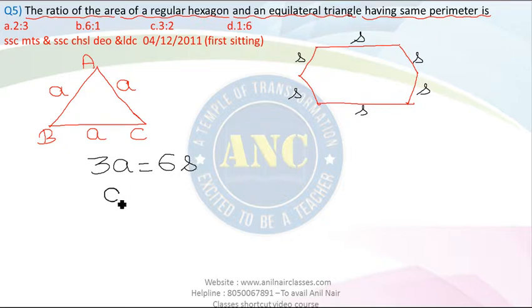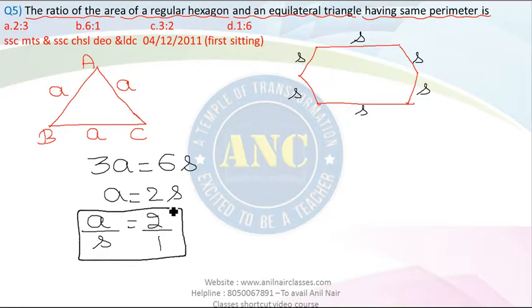So this becomes A is equal to 2S, or A by S is equal to 2 by 1. That means, can I say that A according to this fraction is 2 units? That means the side of an equilateral triangle, each side is 2 units. S according to this fraction is 1 unit. That means the side of a regular hexagon, every side is 1 centimeter.